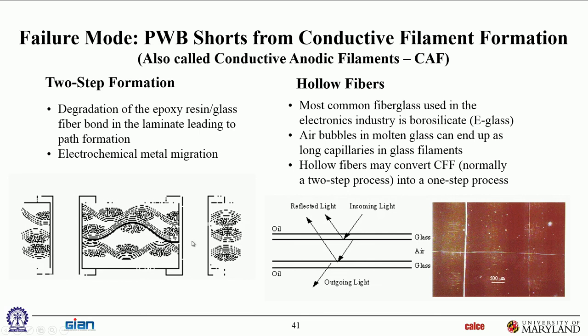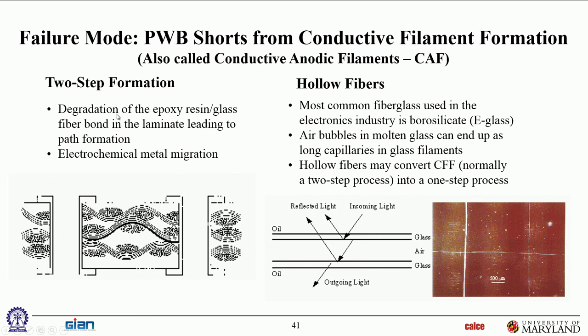Moisture slowly gets into it over time. And now you've got a voltage gradient with moisture, a perfect recipe for electrochemical migration. Copper starts to migrate from anode to cathode, and that's the end of that circuit card. You're going to get a short, and that's the end of it. So it's a two-step process.